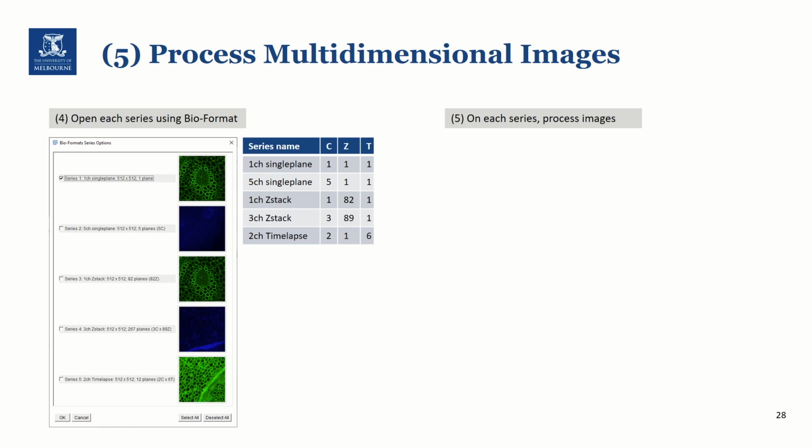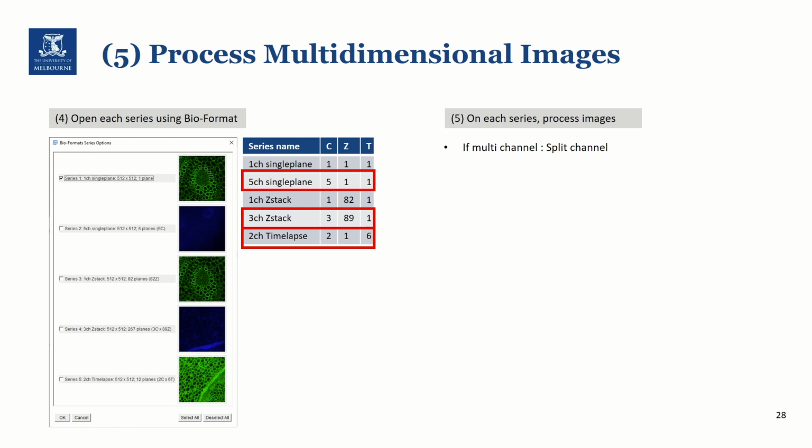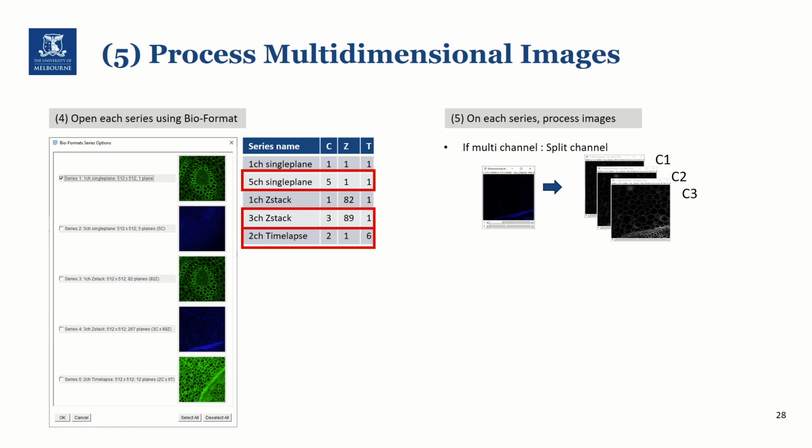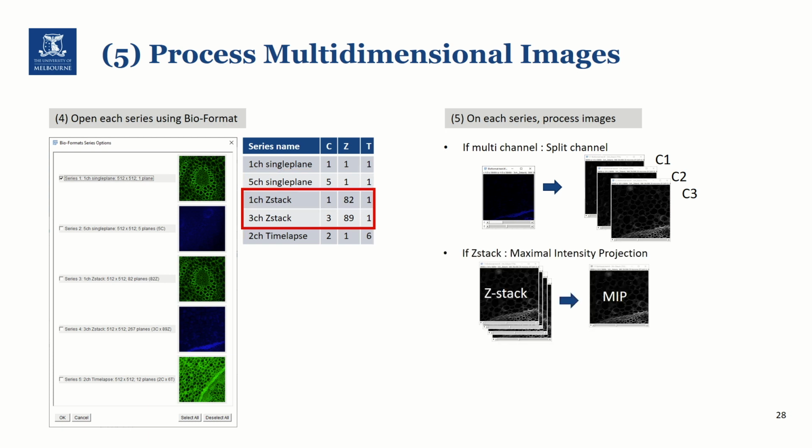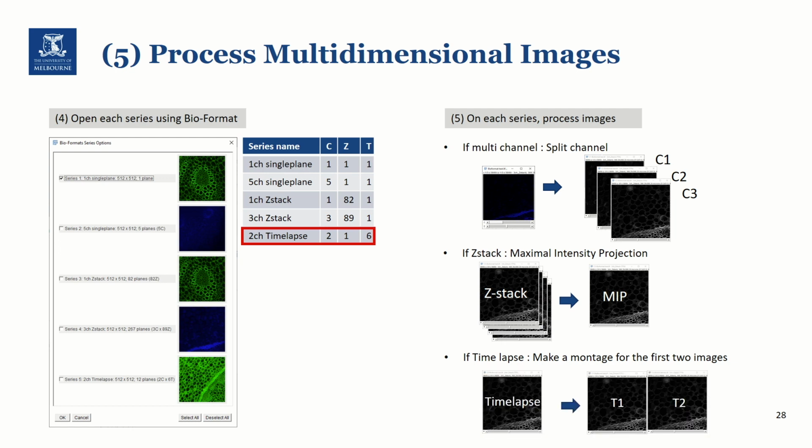Our microscopy images can be taken in various dimensions. So this example image contains images of various dimensions to demonstrate different processing options based on their dimension. On each series, if the image has multiple channels, we will first split the channels. If the image is a Z-stack, we will make it into a maximum intensity projection. And if the image is a time-lapse, we will make a small montage using the first two time frames.